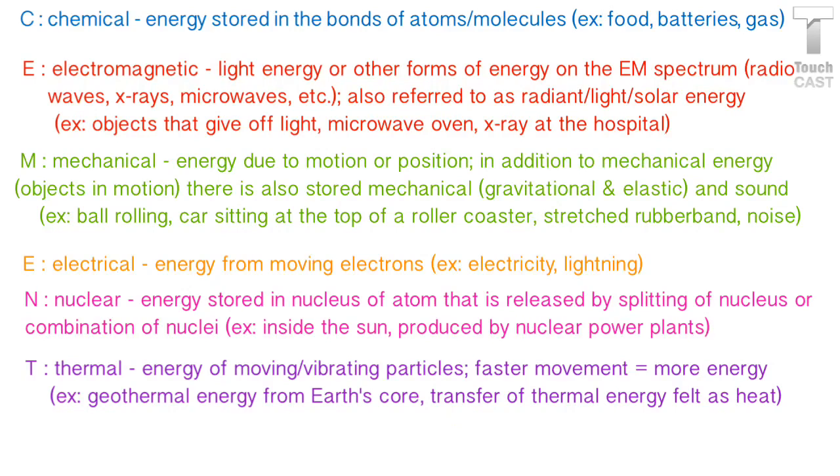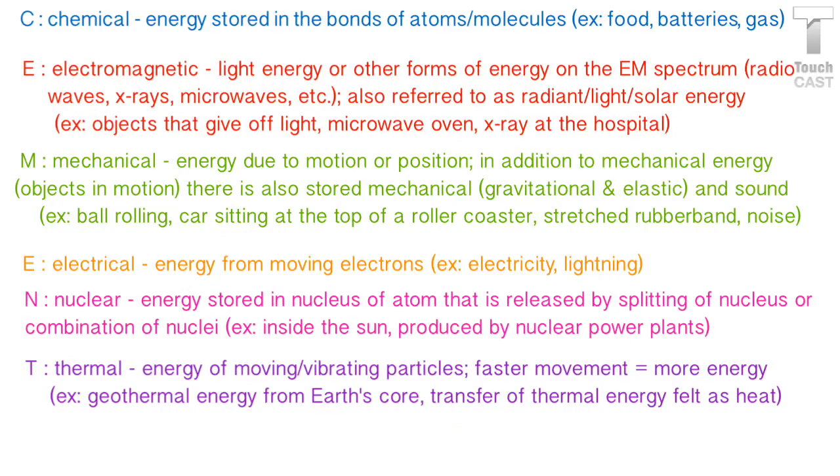The M is for mechanical, which is energy due to motion or position. In addition to mechanical energy, which is objects in motion, there's also stored mechanical, either gravitational or elastic, and sound. E, or the other E at least, is for electrical, which is energy from moving electrons.